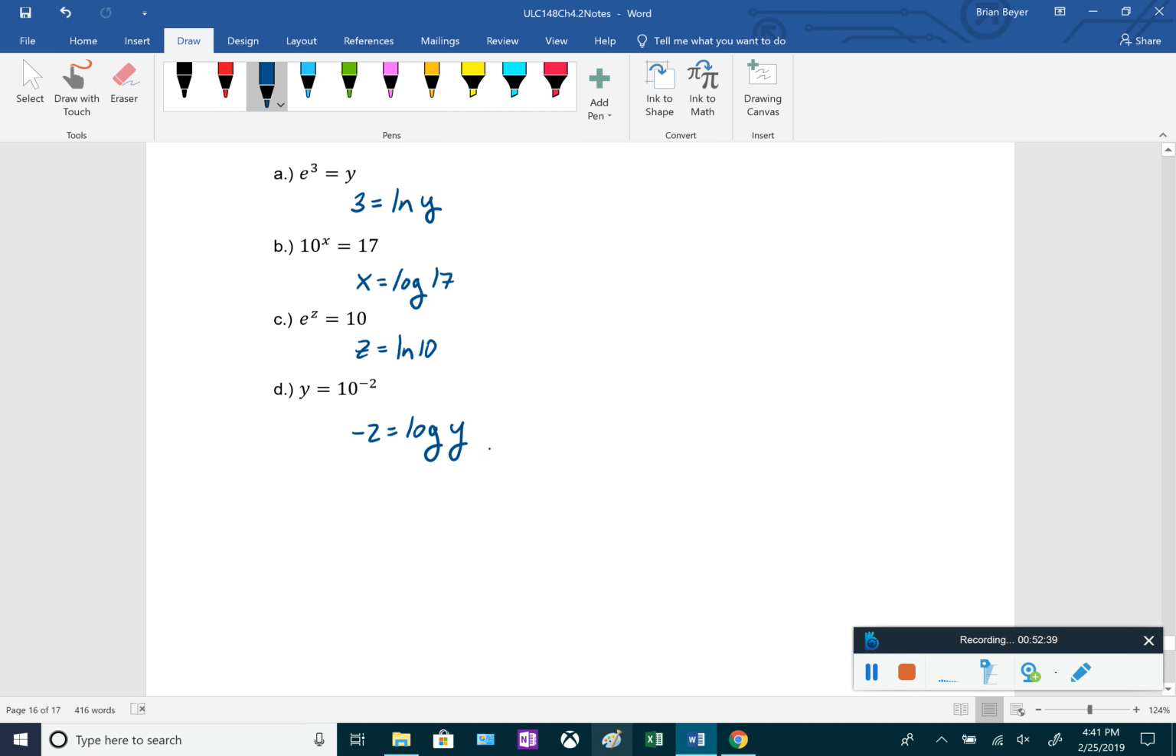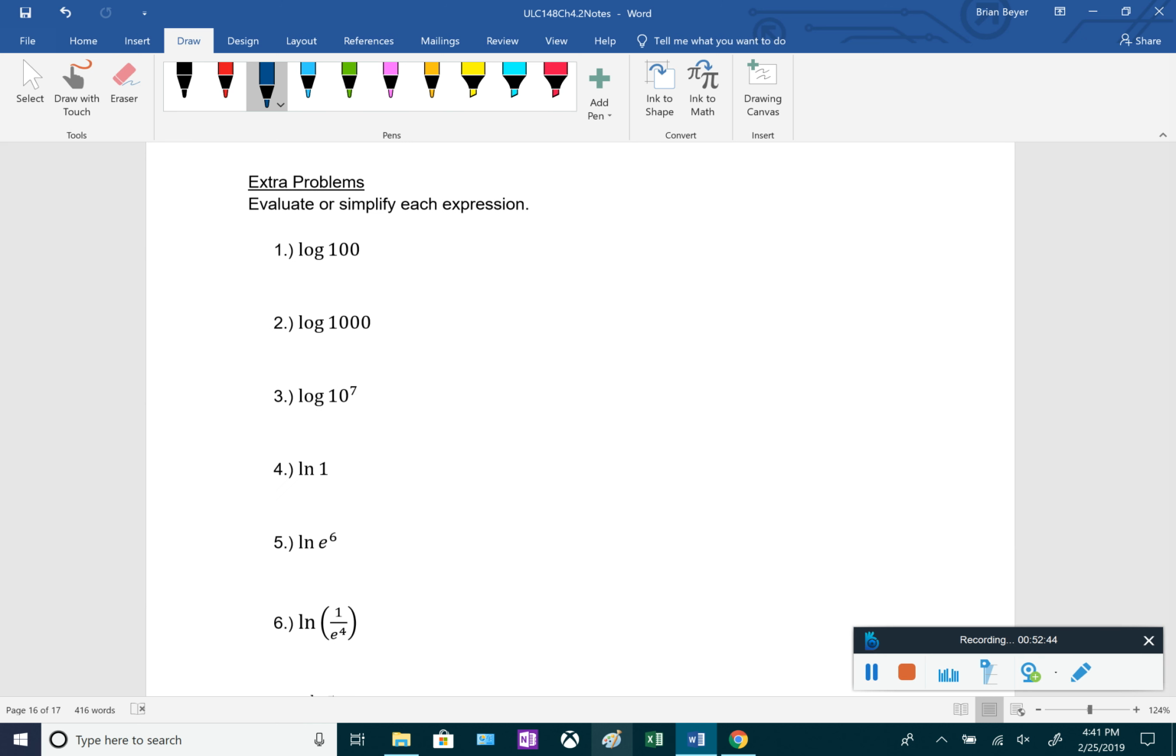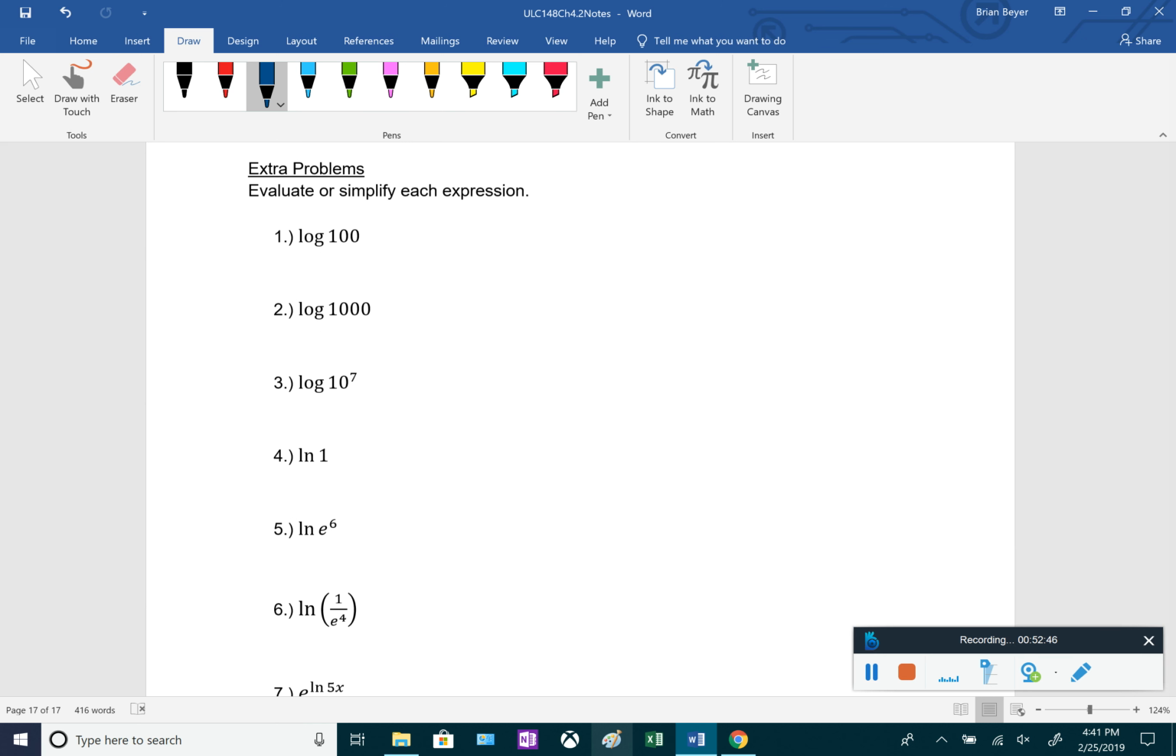Okay, so that is just extra examples using the common base and the natural base. So here are some extra problems. I put several of them in here to make sure we're comfortable with all of this. So we have like 12 of these. The first one is log of 100, so we're just evaluating or simplifying as far as we can go.